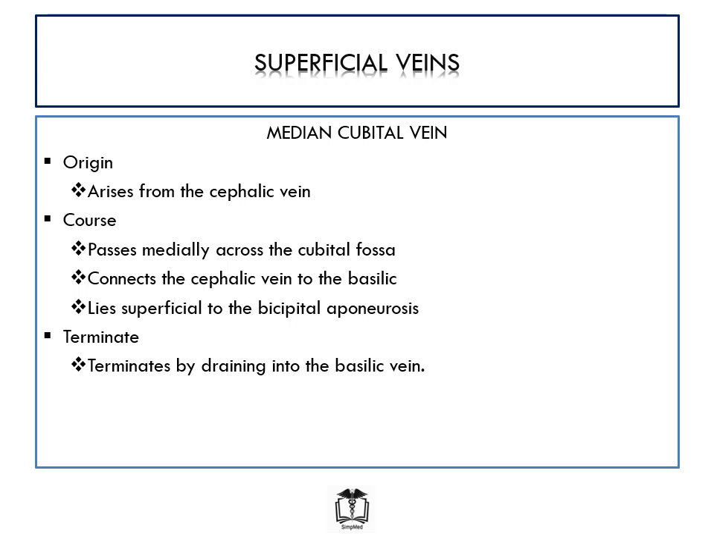So as a result, this vein tends to run obliquely because the cephalic and basilic are not necessarily aligned. It passes medially across the cubital fossa and it tends to lie superficial to the bicipital aponeurosis. So it's just directly above the bicipital aponeurosis, and in the cubital fossa, we would access the median cubital vein.